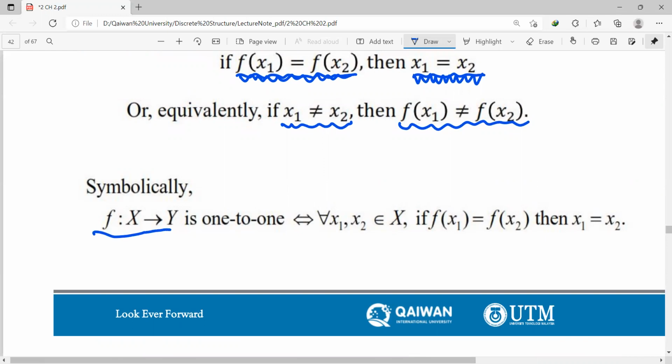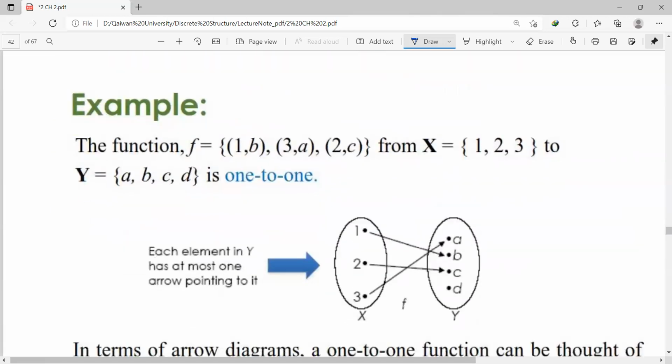We say f is a function from X to Y. The function f is called one-to-one if for all x1 and x2 in the domain, if f of x1 equals f of x2, then x1 must equal x2. Here we take some examples.